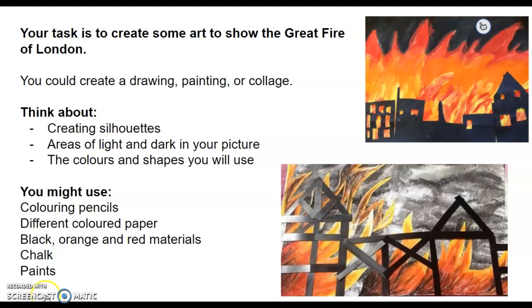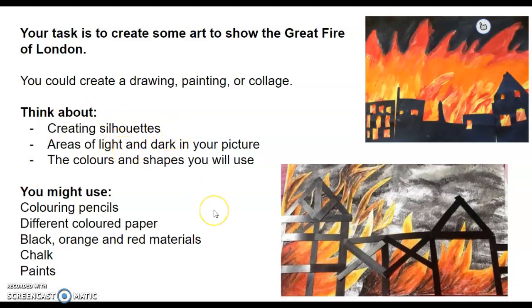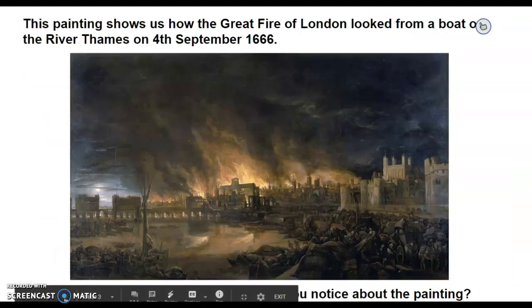Now, I want you to think about creating silhouettes, which we're going to talk about. I want you to think about areas of light and dark in your picture, and also the colours and shapes you will see. You might use colouring pencils, different coloured paper, black, orange, red materials, chalk or paints. So whatever you've got at home.